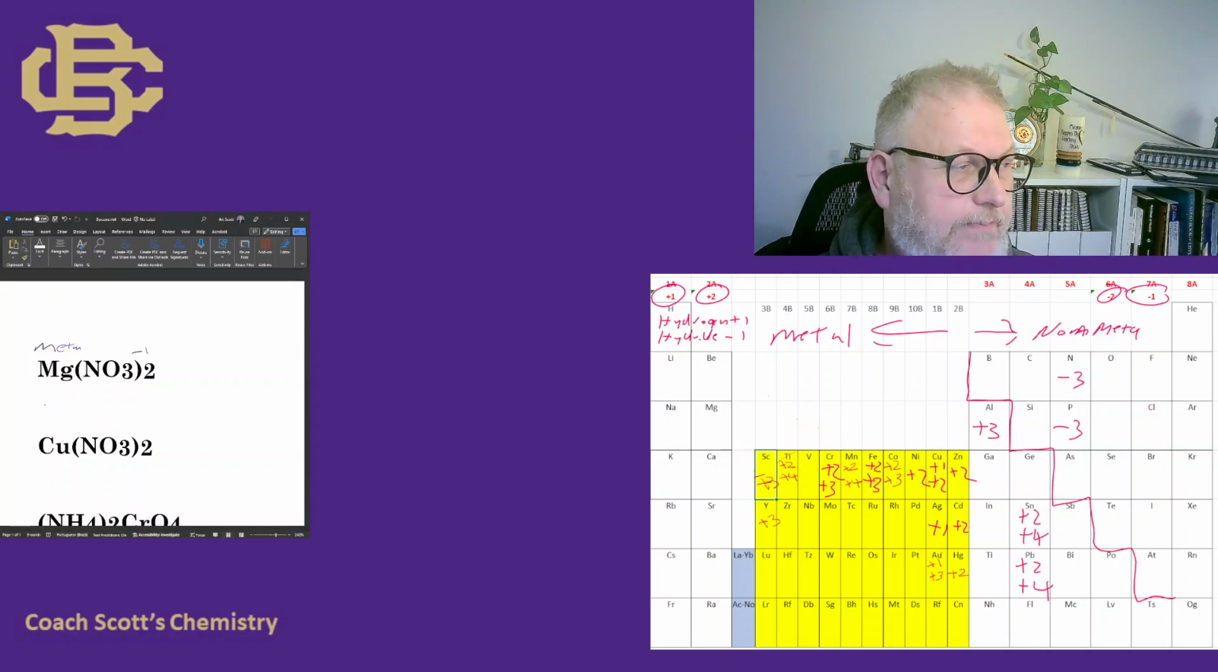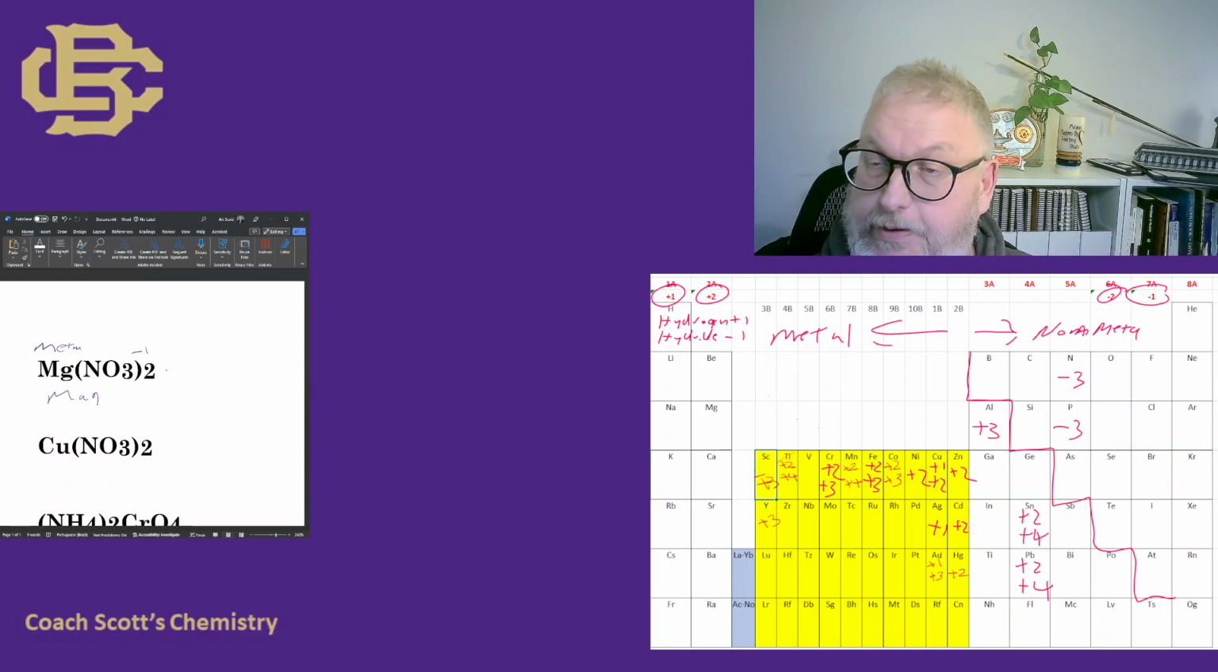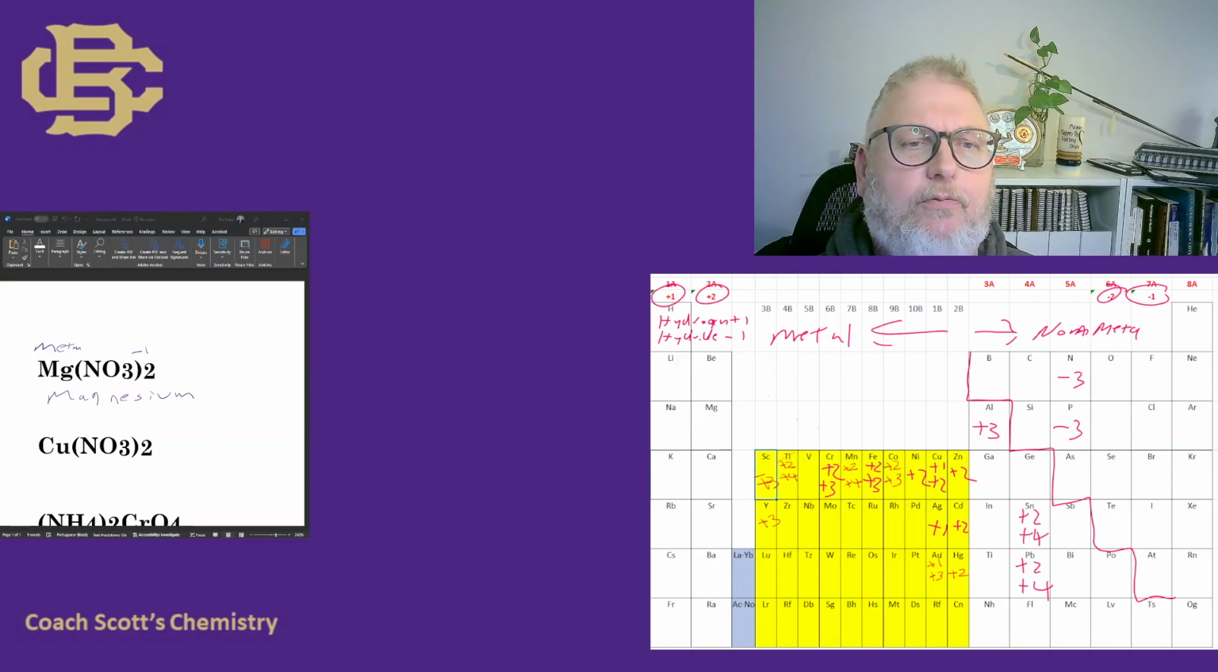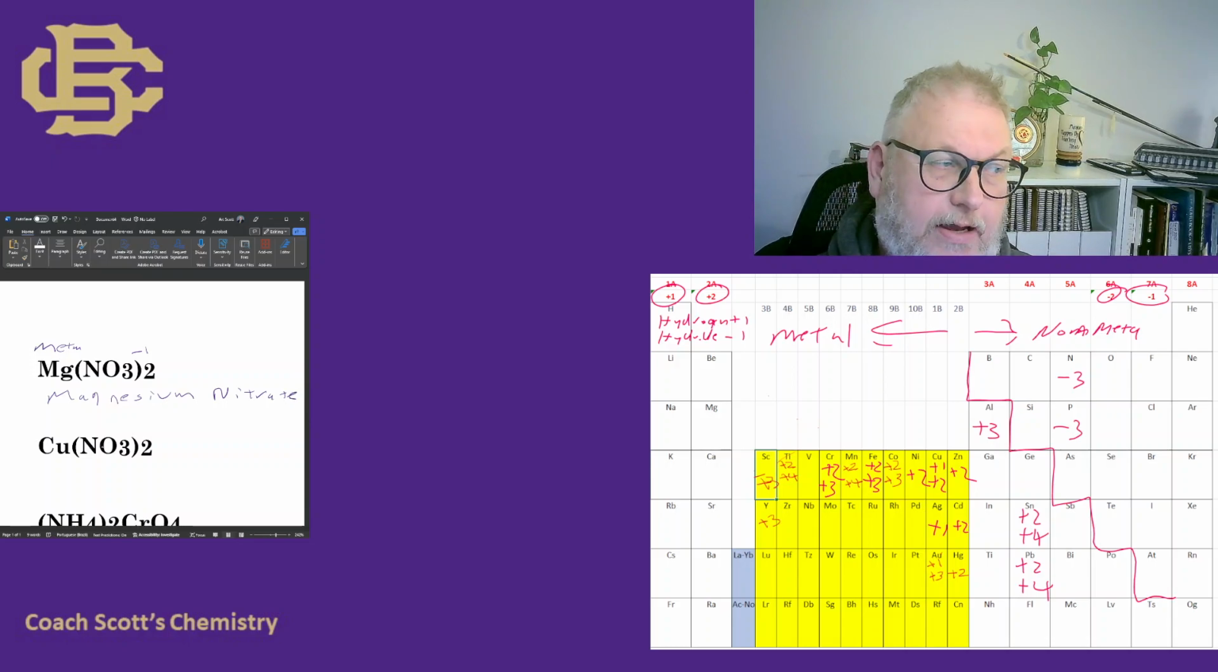Okay, so let's do the name. Magnesium. Mg is magnesium, because I found that on my periodic table. Magnesium, I think that's how you spell it. Now, notice this does not have nitride. That means it's a single ion. It has nitrate, because I found it right there, and there's the name, nitrate. So I'll write down magnesium nitrate. That's the name.